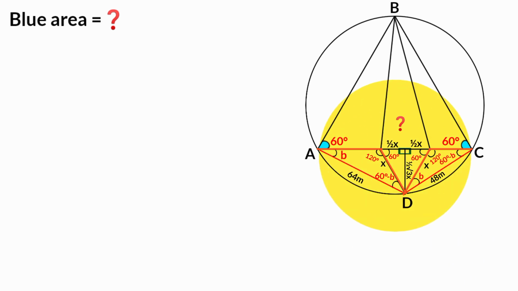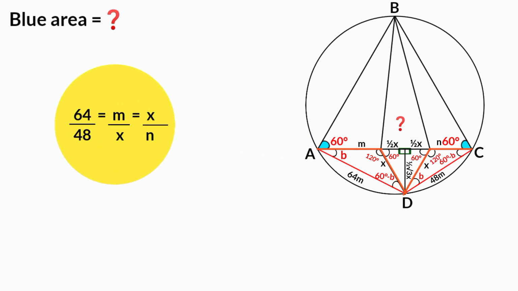Now to the two similar triangles, if we take the ratio of their sides, this 64 meters facing angle 120 degrees divided by this 48 meters also facing angle 120 degrees must be equal with this side, let's say M facing angle 60 degrees minus B divided by this X facing angle 60 degrees minus B, which is also equal to this X facing angle B divided by this side, let's say N facing angle B. So 64 over 48 equal to M over X, which equal to X over N.